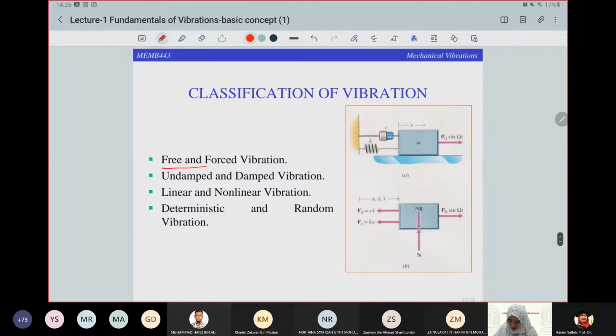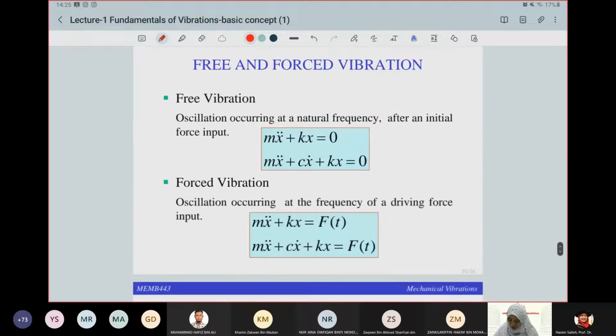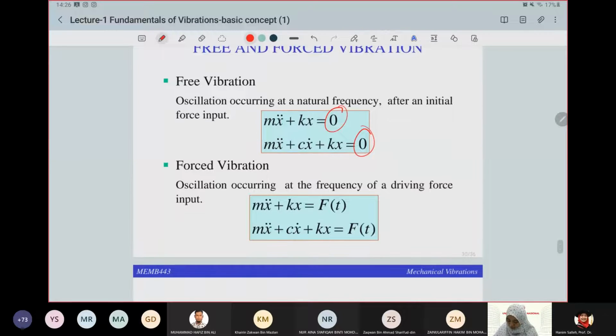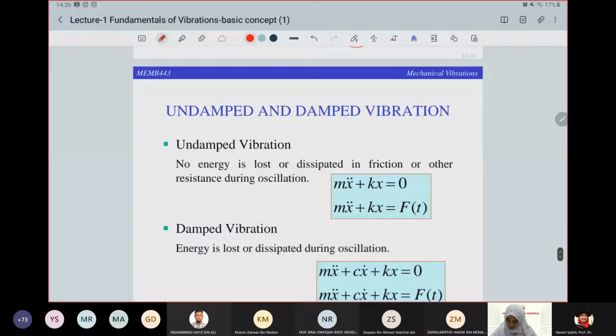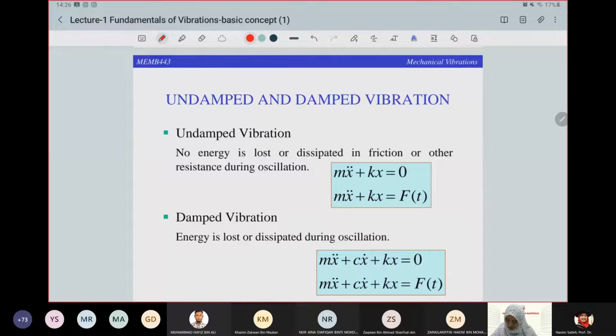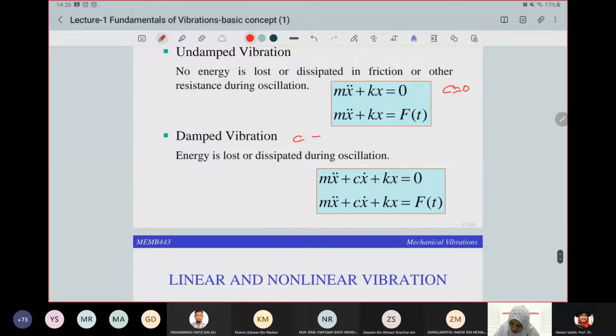Classification, we've talked about free and forced. Forced means having an input to the system, damped means having a damper in the system, then linear and non-linear, and then deterministic and random vibration. Okay, so this is an example of free. You can see it's 0. So this is how you do the modeling. If it's free, there's no input. If it's forced, there's an input. This is undamped because you don't have a C. C is equal to 0. So for damped, C is not equal to 0.